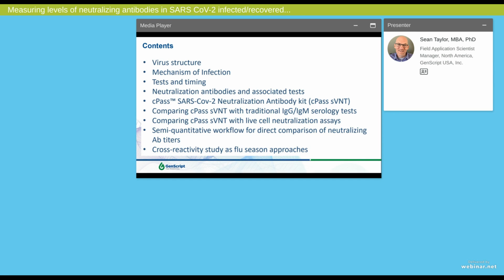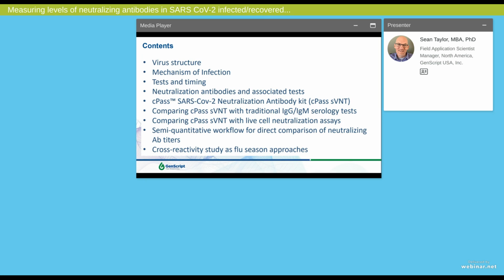So a number of topics to go over in this talk, but I promise it will be painless and easy to understand. I'll start with the virus structure, then the mechanism of infection for SARS-CoV-2, the currently available tests and the importance of timing of sampling to assure accuracy in test results. Then we'll get into the neutralizing protective antibodies and the associated tests that are currently available for assessing those levels in individuals. Then we'll discuss a brand new test that's out there called the Cpass SARS-CoV-2 Neutralizing Antibody Kit, abbreviated Cpass SVNT.